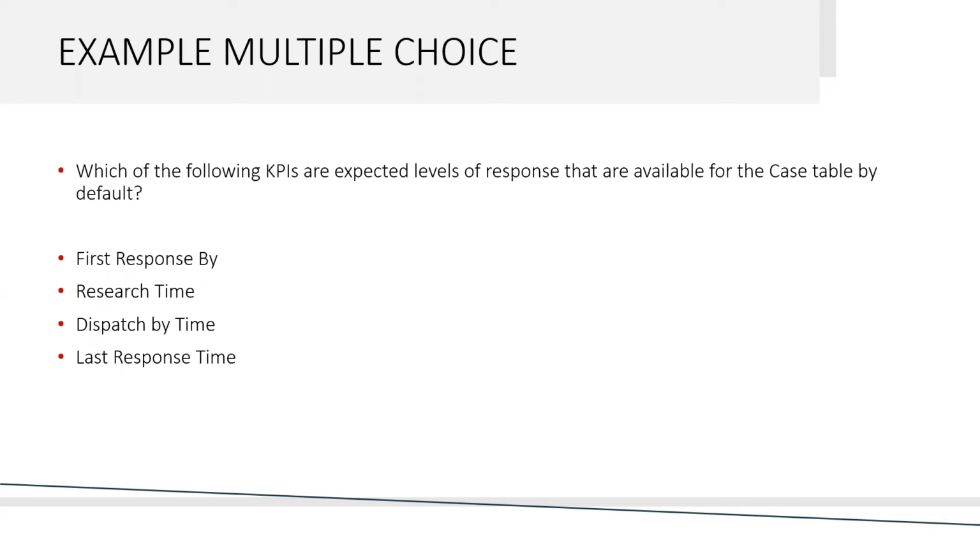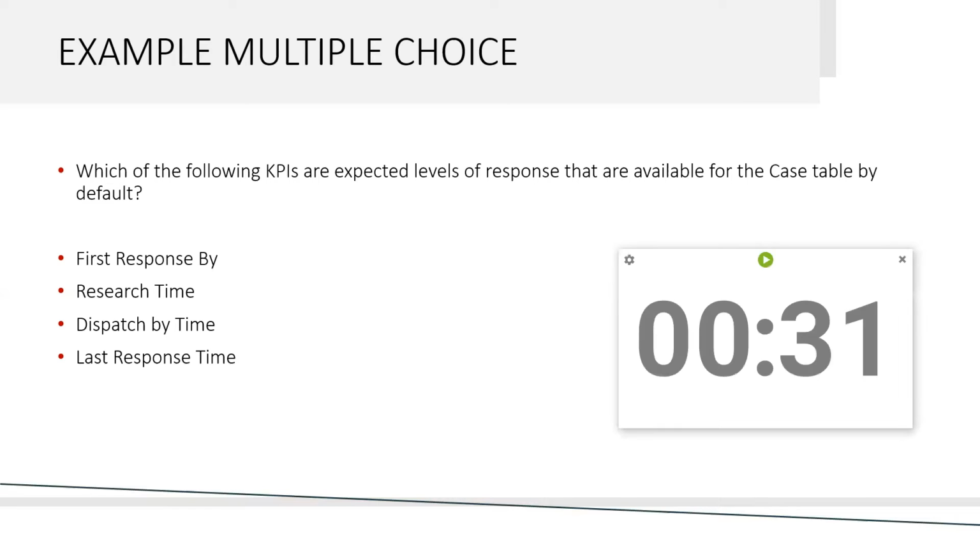In this, it's asking me which of the following KPIs are expected, the level of response that are available for the case table by default in your SLA section. Whether it is your first response by, is it your resolution time, is it your dispatch by time, is it your last response time. So what kind of KPIs are going to be available on a default node? Let's get your answers on the chat box, and I'm going to start my timer also.